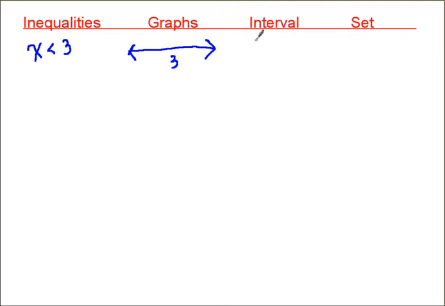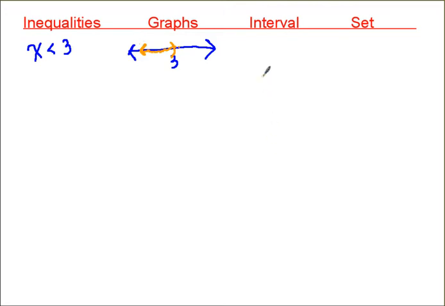So I'll try to get a different color here. I'm going to start at the parenthesis at 3. And I know that it's less than 3, so it's all the numbers going this way, and I put a little arrow on the end, so I know that's what I have.